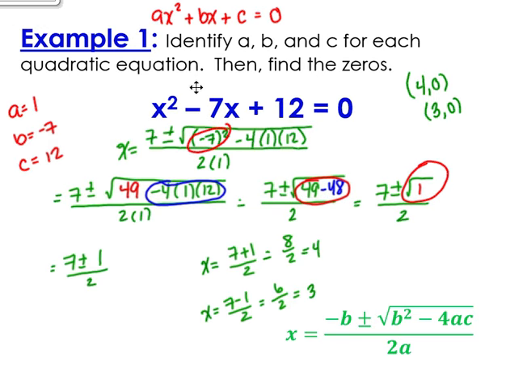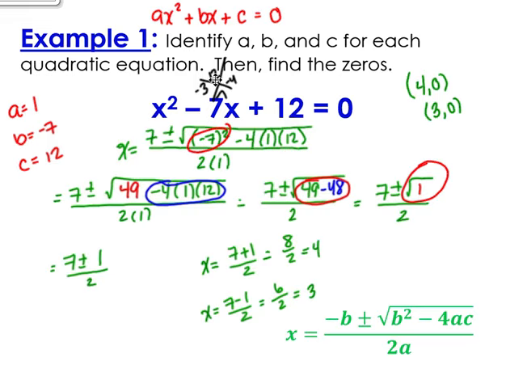But you can also solve this one using the factoring method that we just did. And if I did that, I would have gotten what multiplies to give me 12, adds to give me -7, and that would have been -3 and -4. When I set both those equal to 0, I would have gotten opposites, +4, 0, and 3, 0.